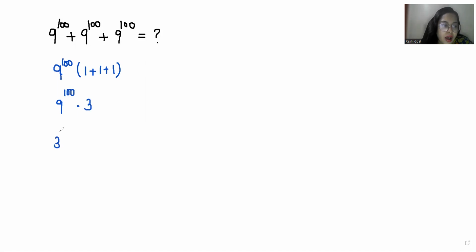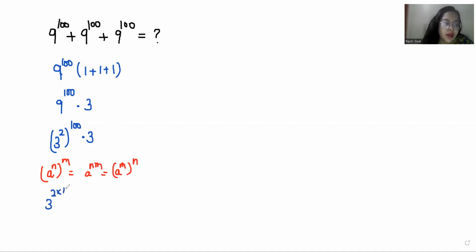9 is the square of 3. So (3^2)^100 times 3. Now according to the exponent rule, (a^n)^m, we can write it as a^(nm) or (a^m)^n. So it becomes 3^(2 times 100) times 3^1. So 3^200 times 3^1.